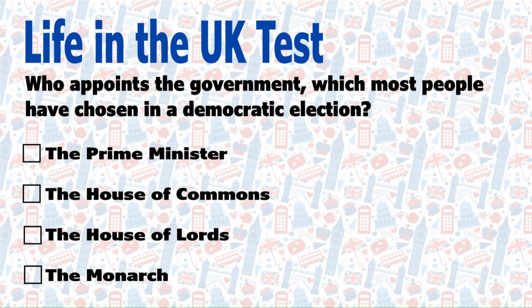Who appoints the government, which most people have chosen in a democratic election? The Prime Minister. The House of Commons. The House of Lords. The monarch.